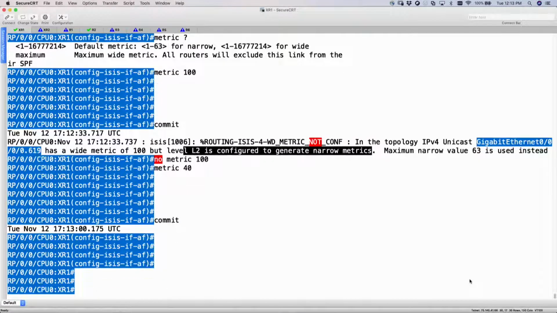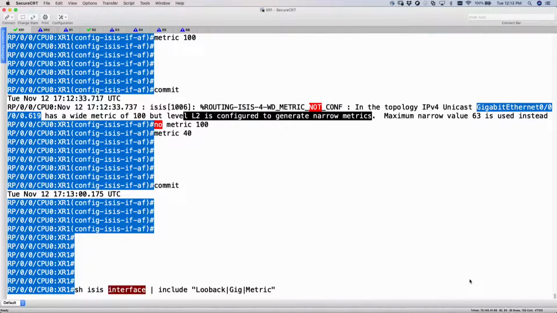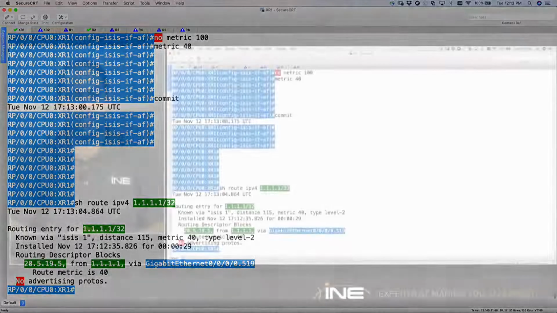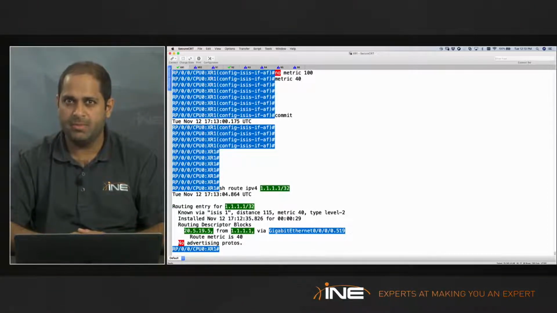Once I commit, if I look back at my routing table, I should only have one path, which is going through router 5. I'm not using the path through R6 anymore because of the shorter path through R5. The metrics are not the same. So you see, we can always do path manipulation by changing the metrics of an interface.